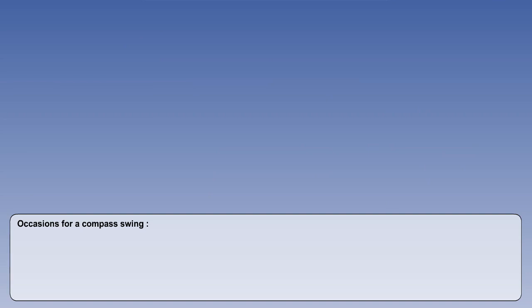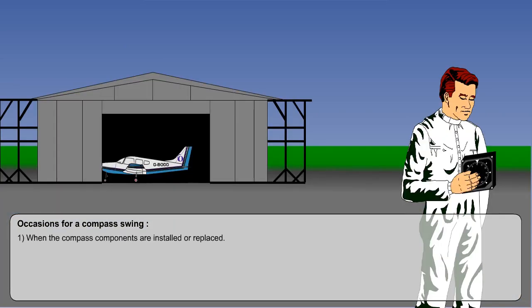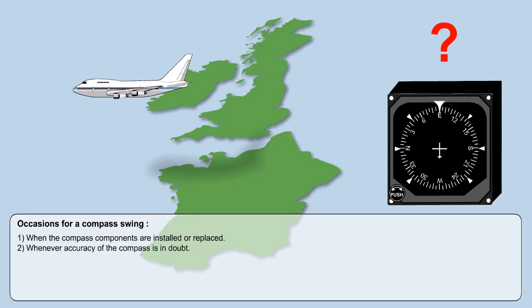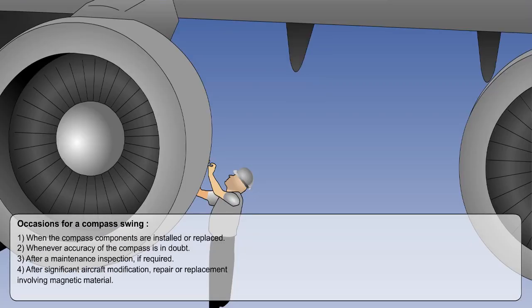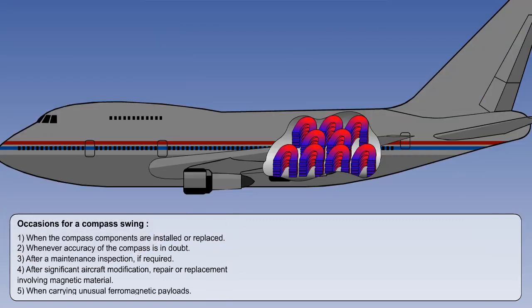There are a number of occasions when a compass swing will become necessary. They should be noted, and they are: 1. When the compass components are installed or replaced. 2. Whenever accuracy of the compass is in doubt. 3. After a maintenance inspection if required. 4. After significant aircraft modification, repair, or replacement involving magnetic material. 5. When carrying unusual ferromagnetic payloads.